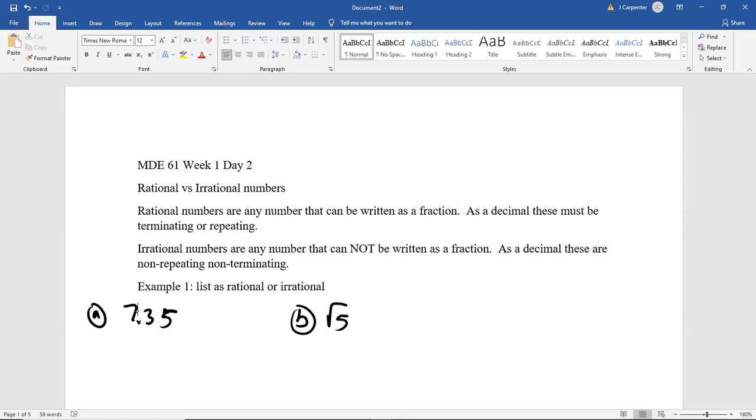So 7.35, oh, well, that's a decimal. So it could be either of these, but if it's a decimal, in order to be rational, it has to stop. That's what terminating means, or it has to have a pattern. Well, 7.35 stops, which means, and I'm just going to abbreviate this as R for rational. B, the square root of 5. Well, I hope you know how to take square roots in here. The square root of 1 would be 1, the square root of 4 would be 2, the square root of 9 would be 3, the square root of 16 would be 4, etc. But I skipped over the square root of 5, because there's no whole number times itself that makes 5.